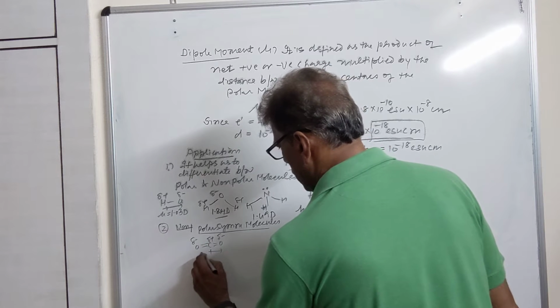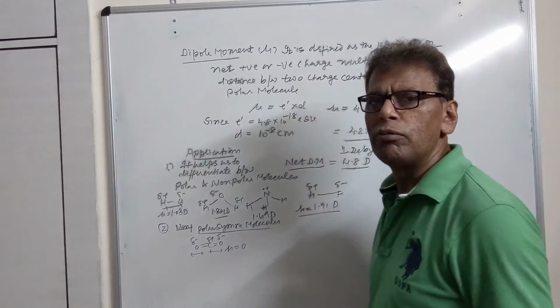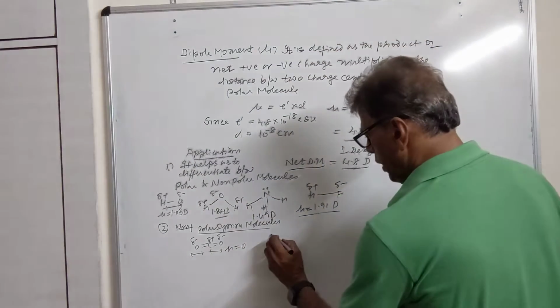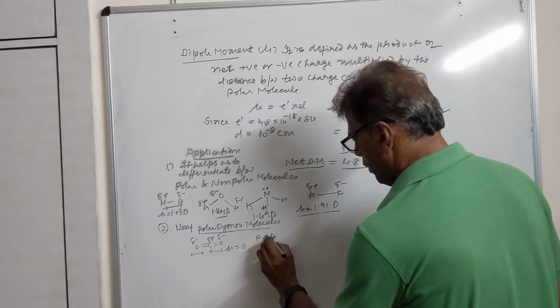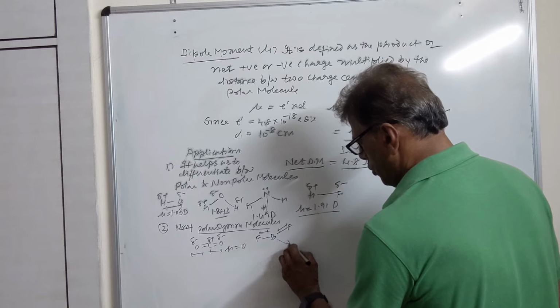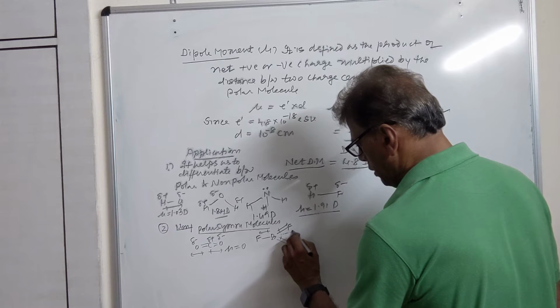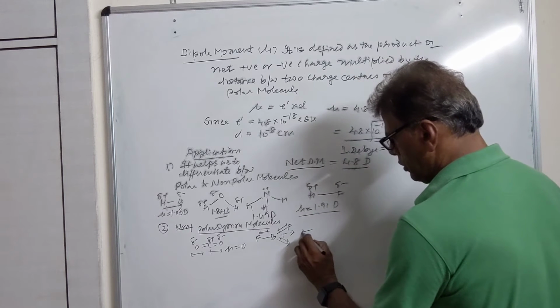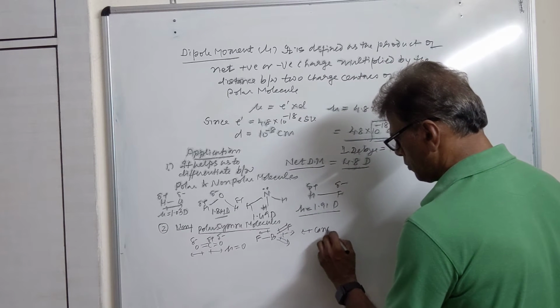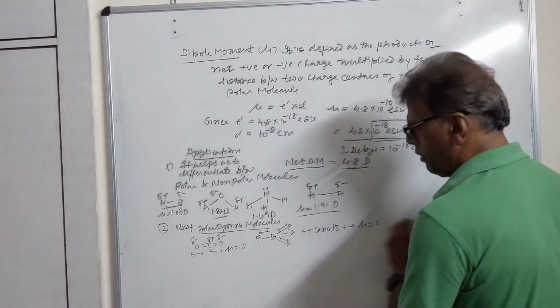Two vectors acting in opposite direction, their magnitudes are equal, mu is equal to 0. They mutually cancel each other. Then we have PF3. This dipole moment will be cancelling the resultant dipole moment of these two fluorines. Their resultant will be in the center. So this cancels this dipole moment. Mu is again 0 here.